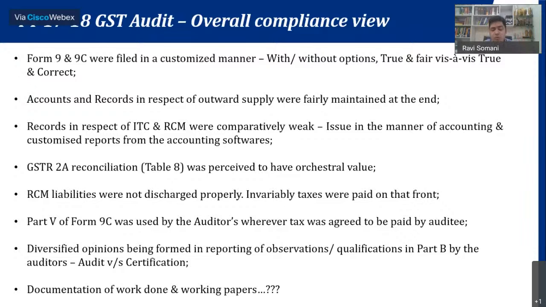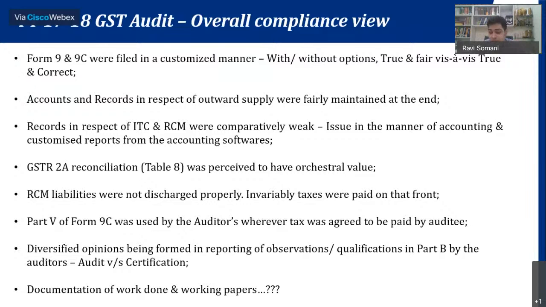So now, let us just go back and look at the recap of what were the possible compliance issues and overall compliance view as far as financial year 17-18 is concerned. So, the 9 and 9C were filed in a customized manner. The reason I say customized manner is because for a few associates, in the middle of the period, the forms got changed. They have done major changes. So there were a few associates who filed the older version, and a few associates who filed the revised version.